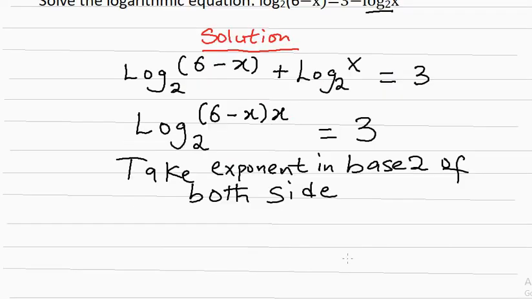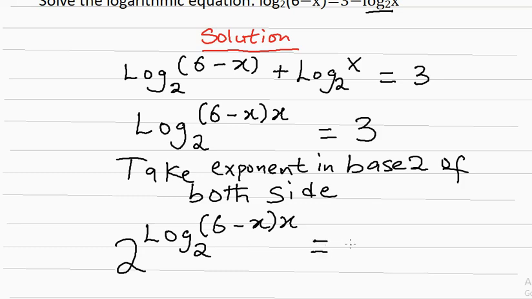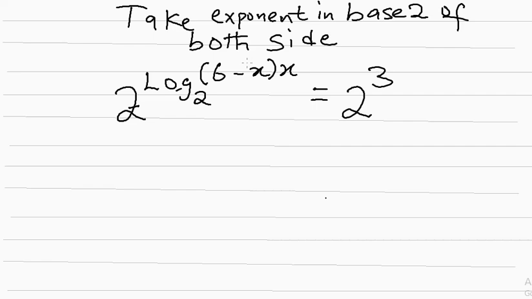So that simply means that I'm going to take the exponent, that's 2 raised to the power of the log of 6 minus x, multiply by x, of course in base 2. I'll do the same on the other side, 2 raised to the power 3. In mathematics, the base of an exponent will always cancel the base of the log. So this will cancel this. I'm now left with, let me open this bracket at once, x multiplied by 6, that's going to give me 6x. x multiplied by x gives me x squared. Is equal to 2 raised to the power 3, which is 8.